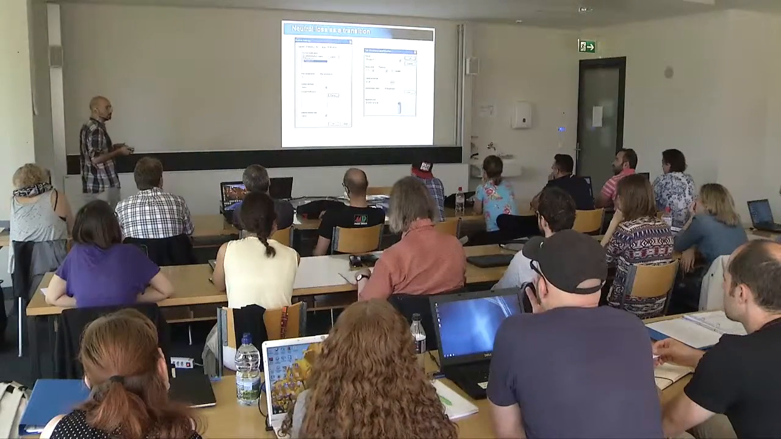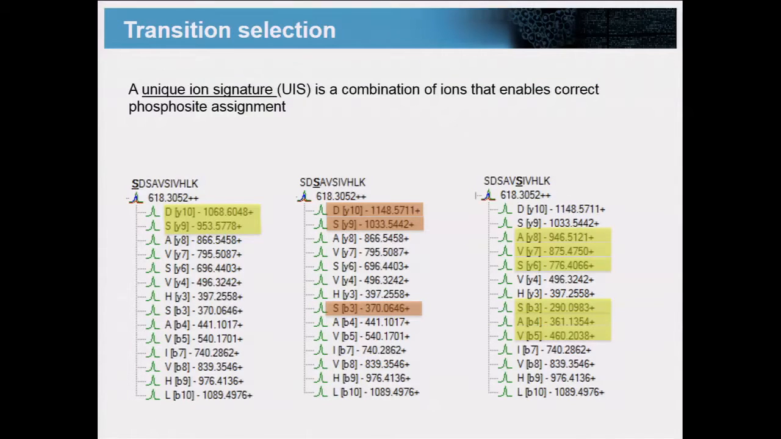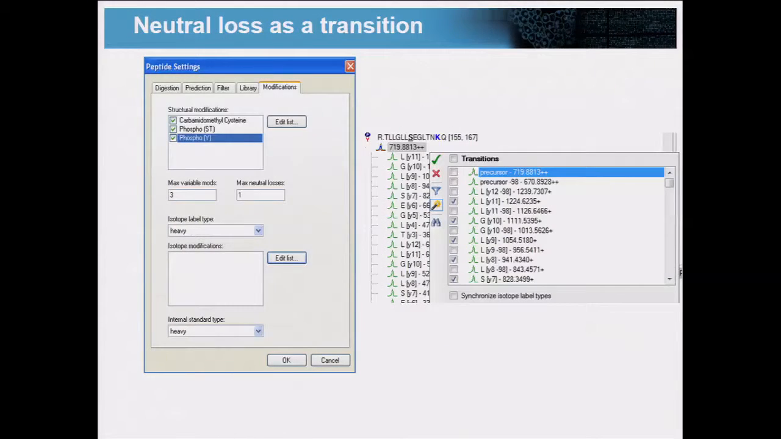In theory, a neutral loss, as was just pointed out, an ion in this case that lost the phospho group, is also a type of ion that can occur. And actually, if we enable all of these parameters, we would also see it on the list. So you can see here that you have y11 and y11 minus the neutral loss, minus 98. All of these are enabled in Skyline, and you can choose them.